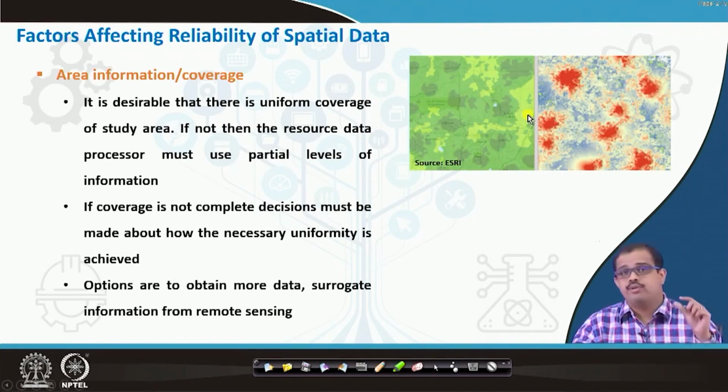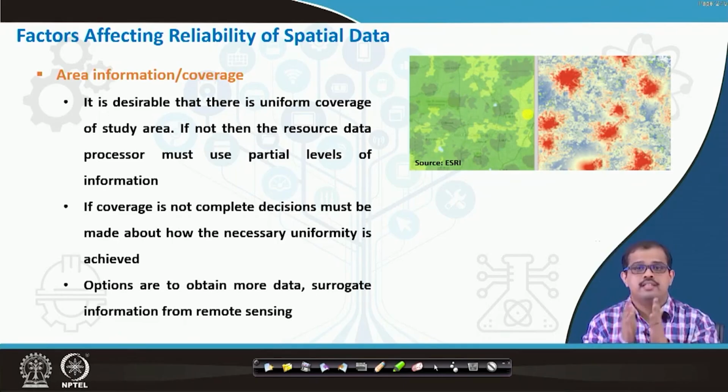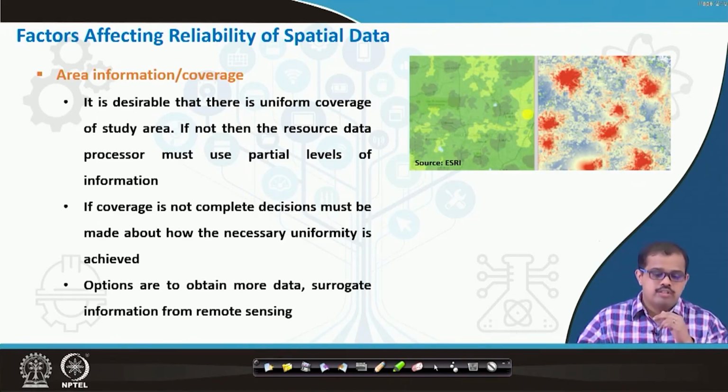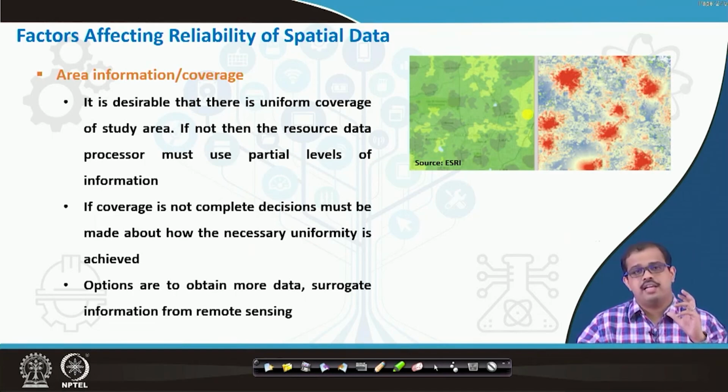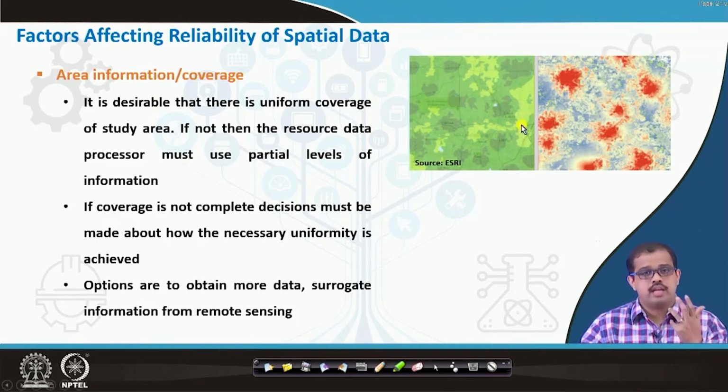Otherwise, if in one year you have that data set and in another you do not have a data set, you cannot compare it pixel by pixel and understand what the change is. So always, the area information or change should be on the same polygon or the same region that you have considered. Options can be used to obtain more data, surrogate information from remote sensing also.